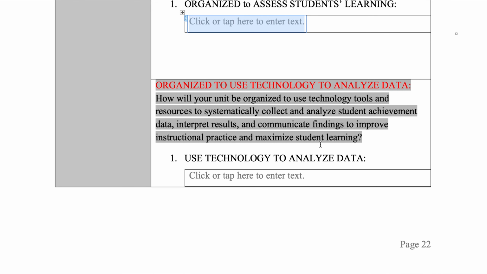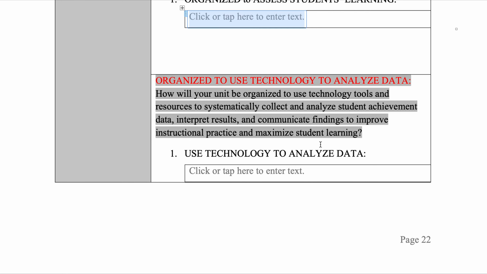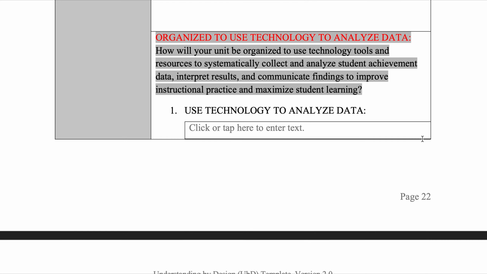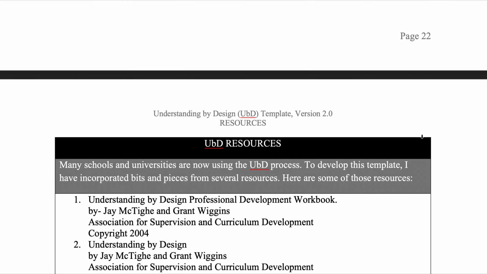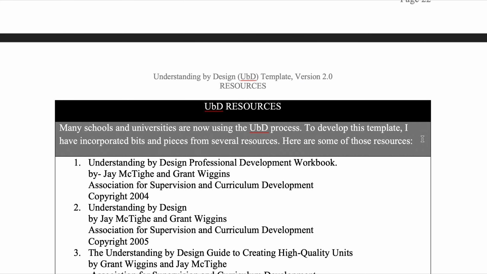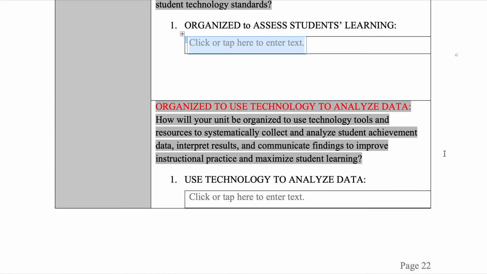Next is organized to use technology to analyze data. Okay, so how will your unit be organized to use technology tools and resources to collect data, analyze it based on their achievements, interpretation results? How do you plan on using technology to assess each individual student? And that concludes stage 3.